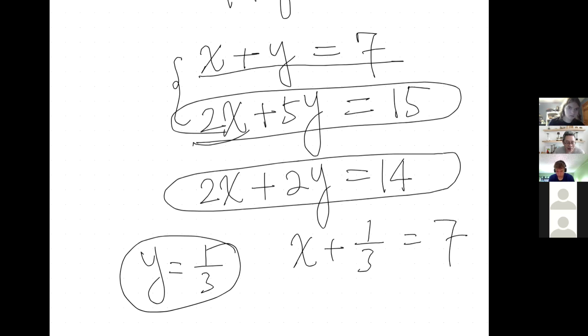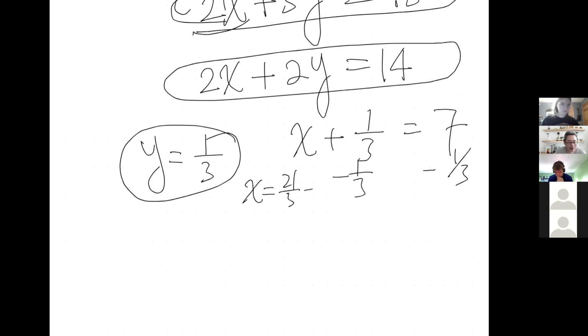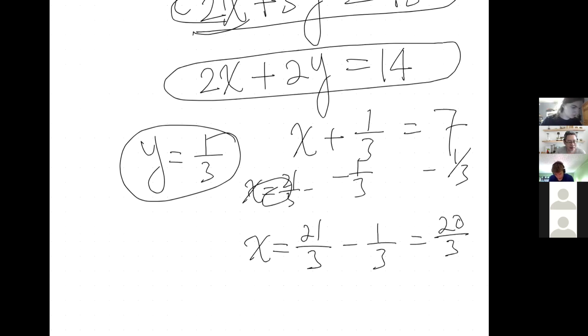So minus 1/3. Oh, my word, I forgot. Then x will be 7, which is 21/3, minus 1/3. That gives us 20/3. So that's our x, 20/3.